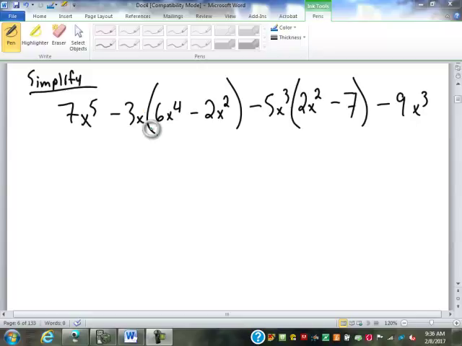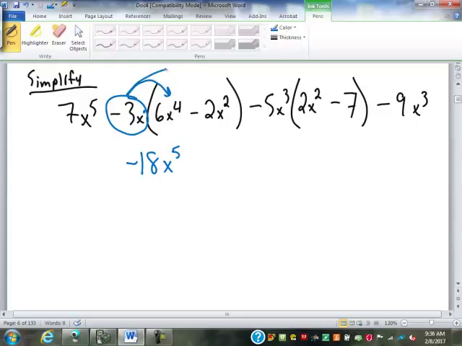So this one here, is there anything that needs to be done inside that set of parentheses? No, we cannot combine x to the fourth and x squared with subtraction. So then we have to see what we can do to the parentheses, and it's being multiplied by not 3x, but negative 3x. So negative 3x times 6x to the fourth, negative 18x to the fifth.